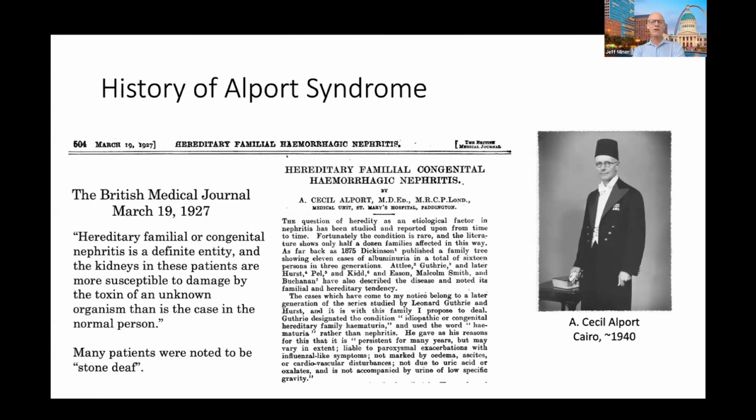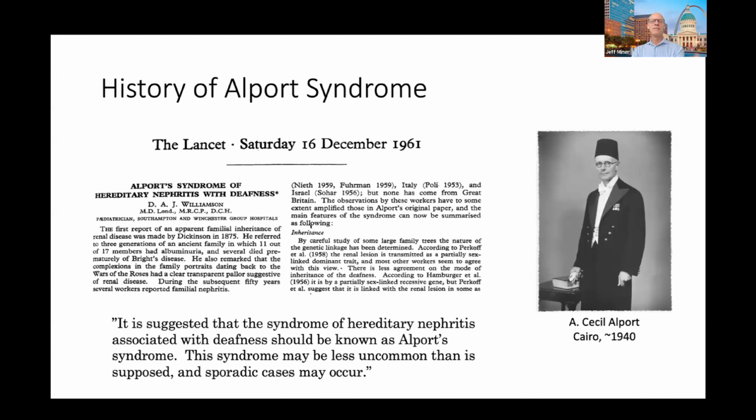Many patients were noted to be stone deaf in this paper. So Dr. Alport realized that there was some sort of hereditary susceptibility to kidney disease, but I think because of what was going on in medicine at the time, where there were so many infections in the population that would lead to kidney disease, he assumed that glomerular disease was caused by an infection and that patients with Alport syndrome were simply more susceptible to damage by whatever infectious organism it might be. He didn't consider that it could be a genetic cause due to a structural or functional defect in the kidney itself.